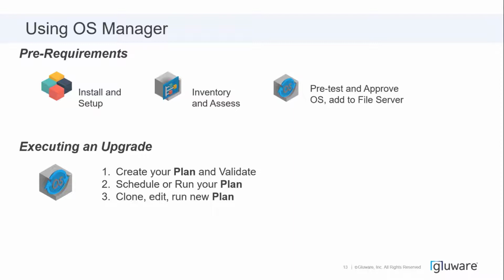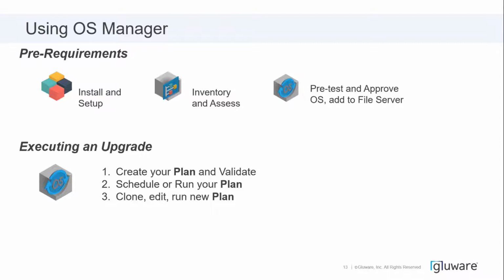So what you're going to see from Alex when you're executing an upgrade, we have this notion of a plan. So you create a plan where you're allocating the devices that are going to be getting upgraded, the images that are going to be assigned to those devices, and then Gluware has a step to validate your plan. When you validate, it executes a series of pre-checks to ensure that plan is now ready to run.